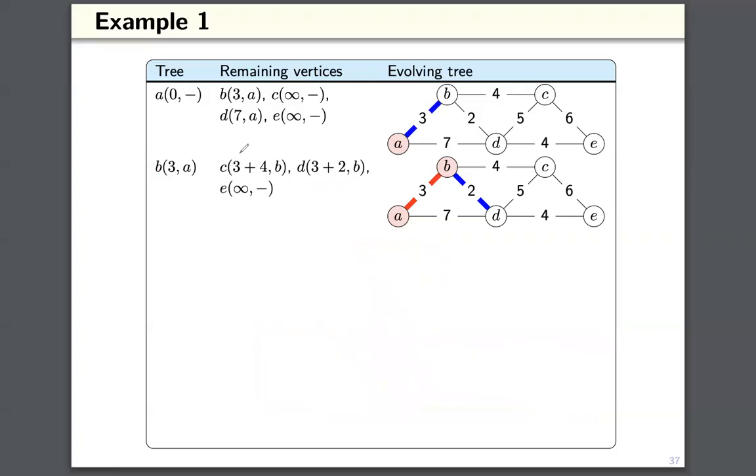In Prim's, how did we store the distance? C was at a distance of 4 from B, right? D was at a distance of 2 from B. We were just looking at the nearest distance from the tree. So in Jarnik's algorithm, we stored the distances like this. But here in Dijkstra's algorithm, we don't care for the distance from the tree. We care for the distance from the source vertex.